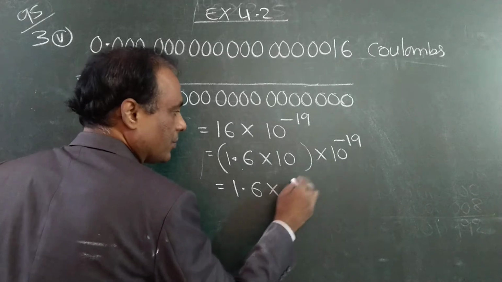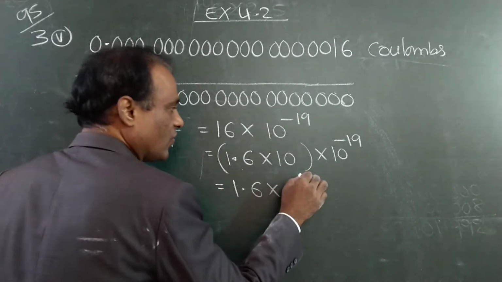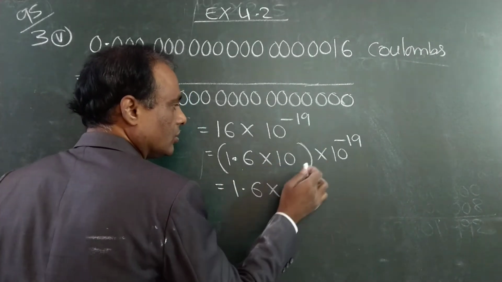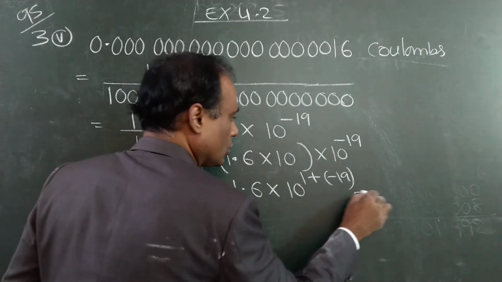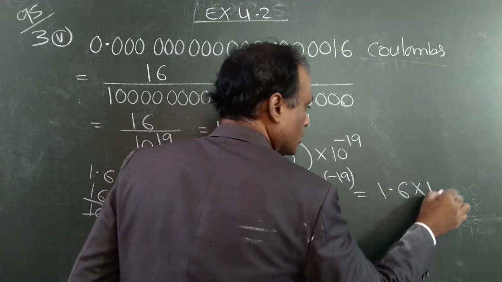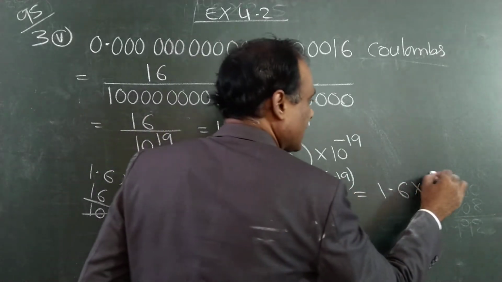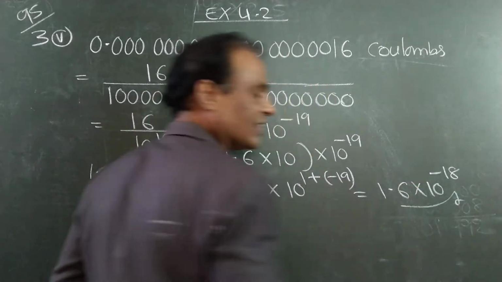Bases are same in multiplication, powers are added. This power is 1 plus minus 19. So total how much? 1 minus 19 is minus 18, answer.